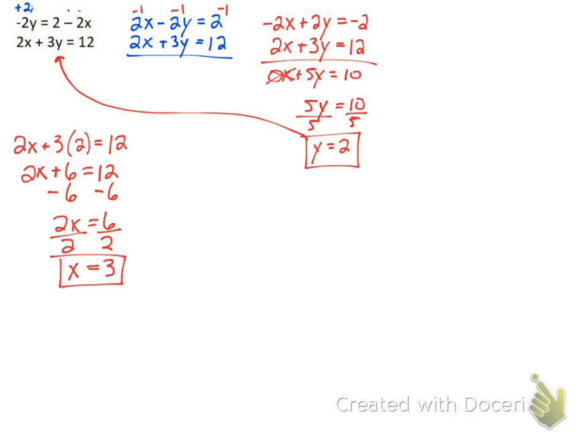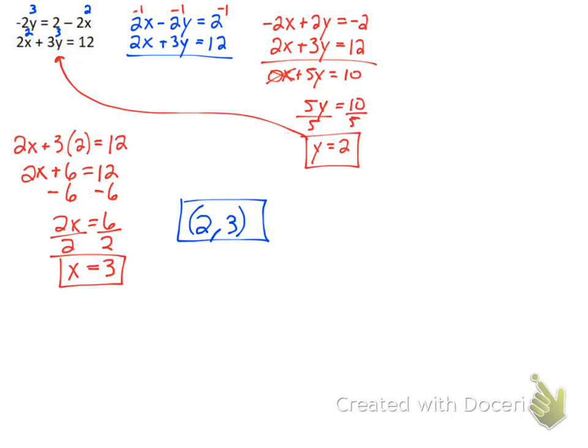Again, I want to plug it into the original. So, whoops, the ordered pair is 2, 3. So 2 for x, 3 for y. On the top, I get negative 6 is equal to 2 minus 4.